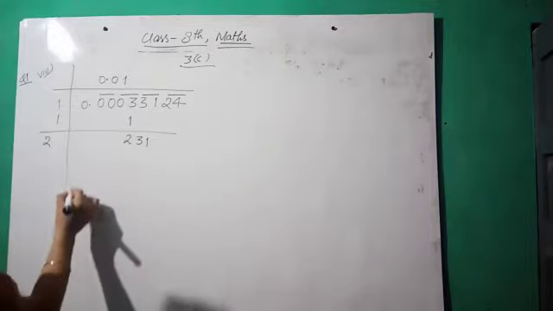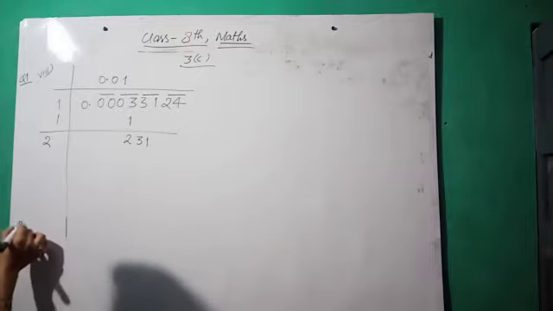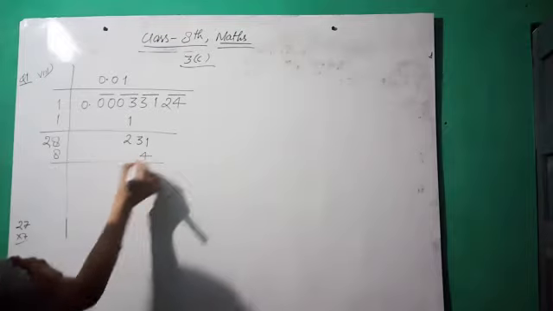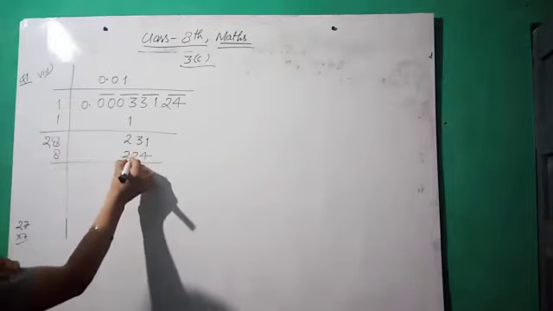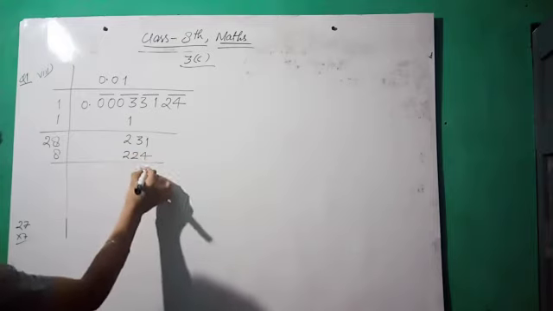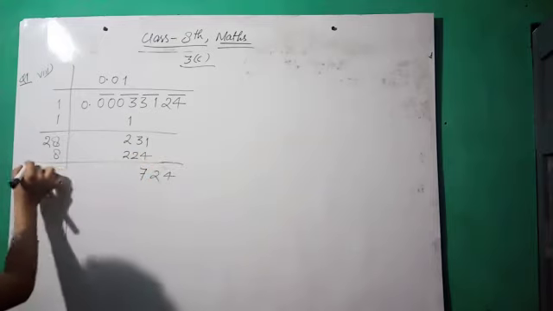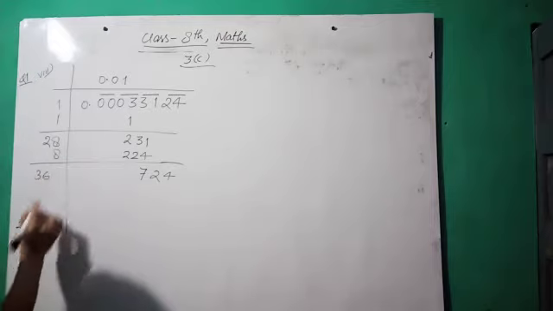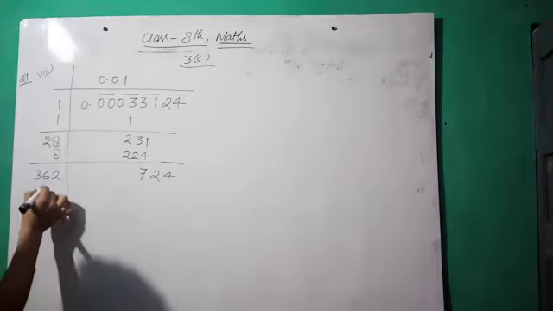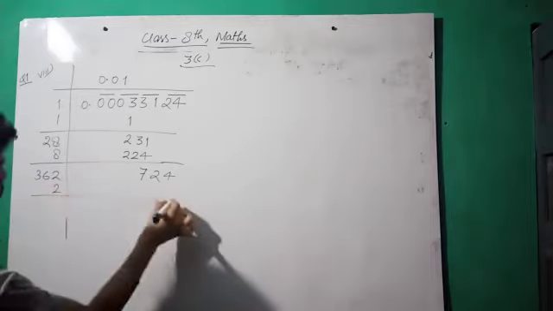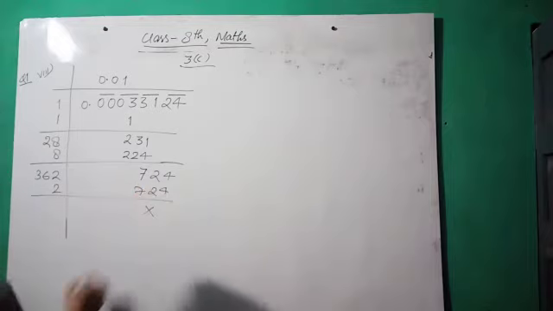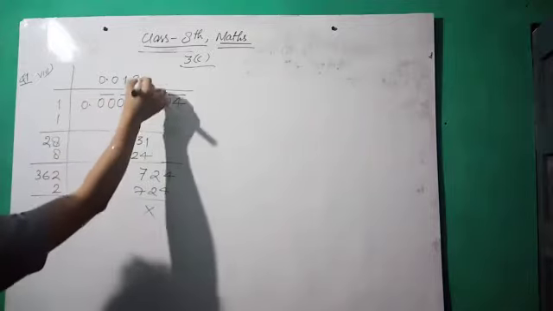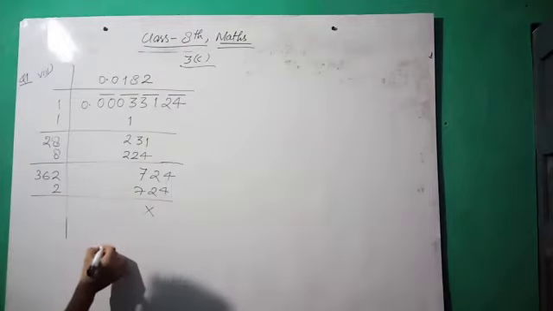Now what do we multiply? We know 27 into 7 is 189, so we do 8 times 8 is 64, 8 times 2 is 16, and 6 is 22. So this is 724. Now add both terms, 28 plus 8 is 36. So what do we multiply? Multiply it by 2. 362 into 2 is 724. So this is the complete answer. Now what we have to add? 0.0182. So this is the solution of this question.